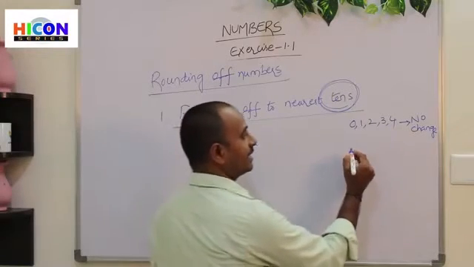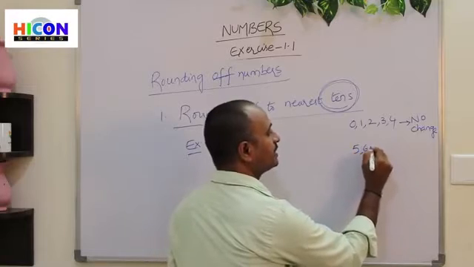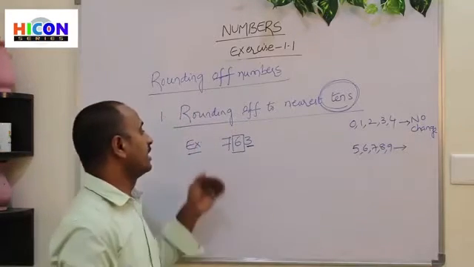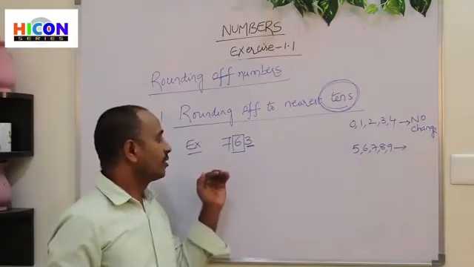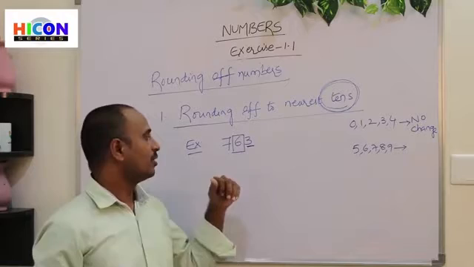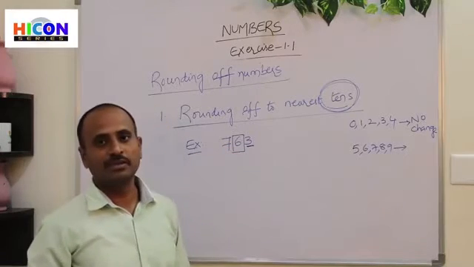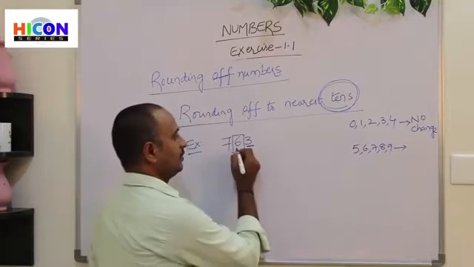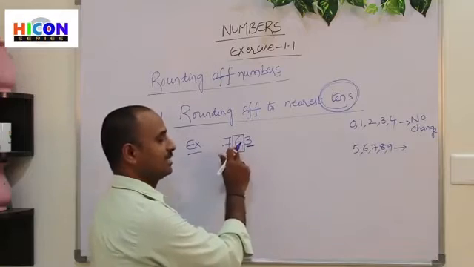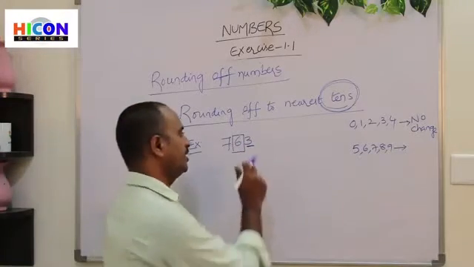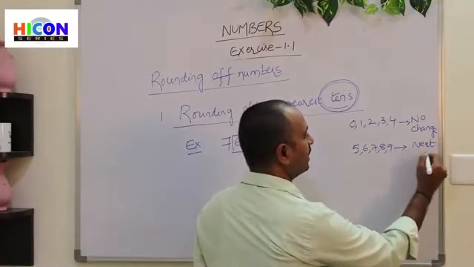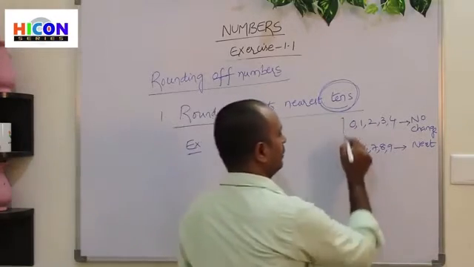If the next digit is 5 or greater than 5, that is 5, 6, 7, 8 or 9, then round off the given number by rounding the tens to the next tens. So increase the tens. If there are 6 tens, round off to the next tens. After 6, the next is 7. In this way, if the next digit is 5 or greater, round off to the next tens. So children, remember these two points.